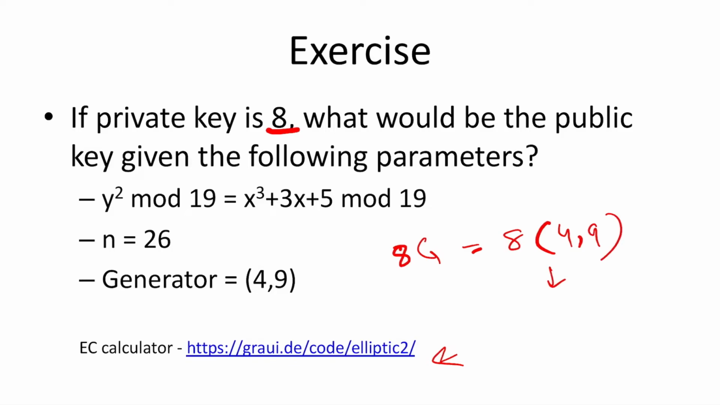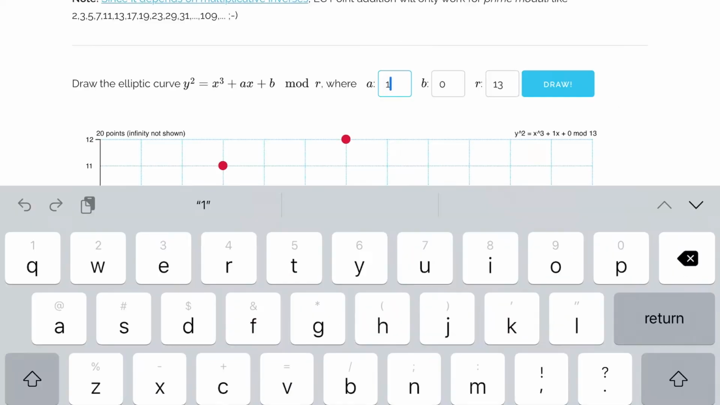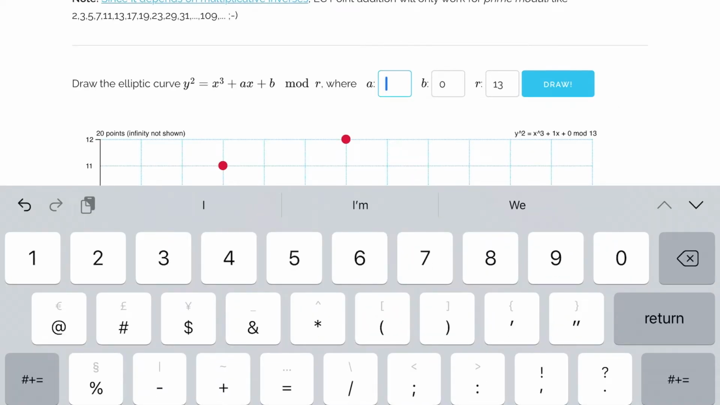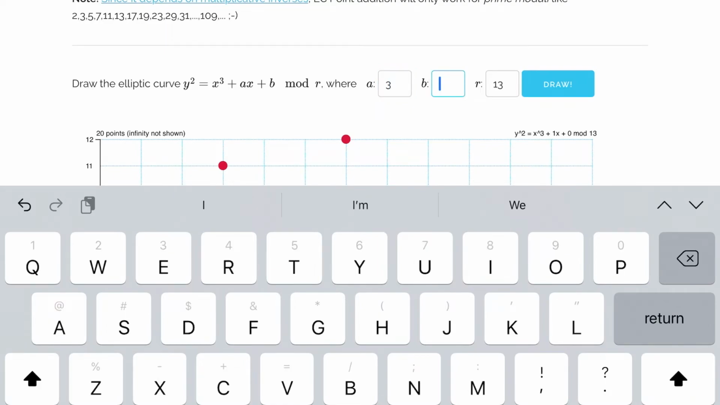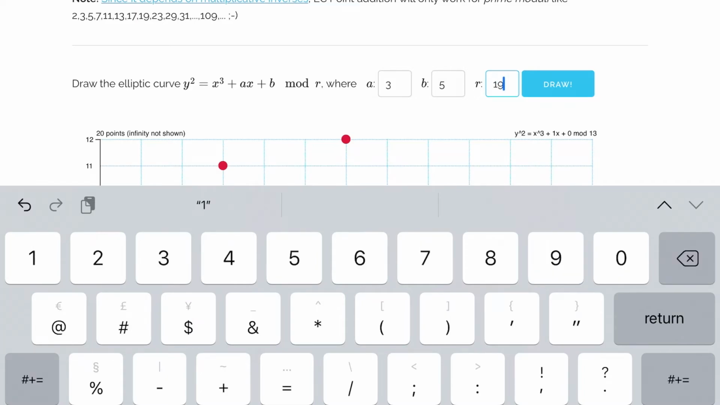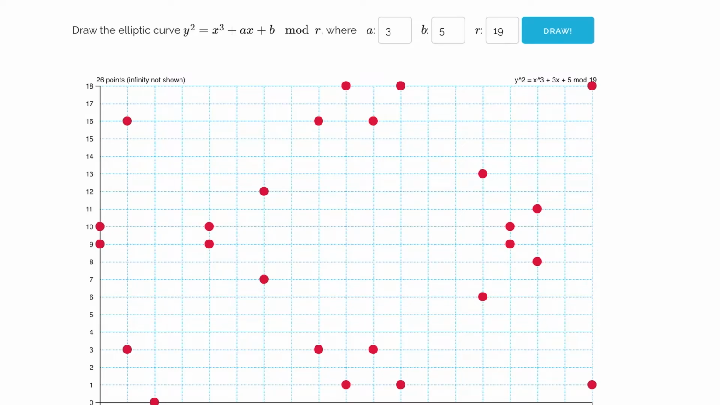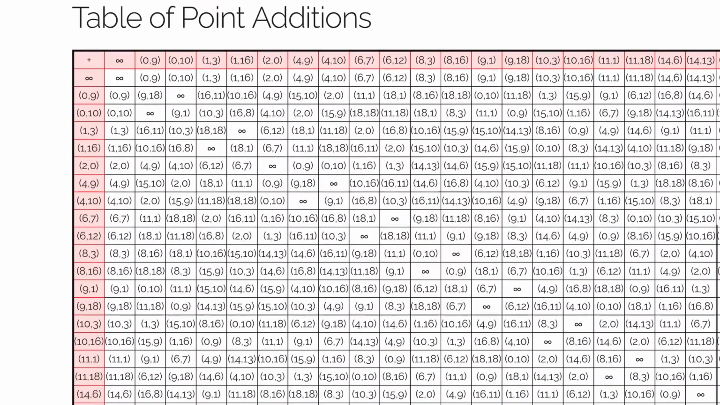To do that, you can break down 8G into smaller problems. So we can say we are adding 4, 9 8 times. So let's compute 4, 9 plus 4, 9, and we'll replace all of these with the same point. We can use this calculator again, so now we have to choose the right values. In this case, A is 3 and B is 5, and the prime number is 19. So this is the resulting elliptic curve over finite field that we have.